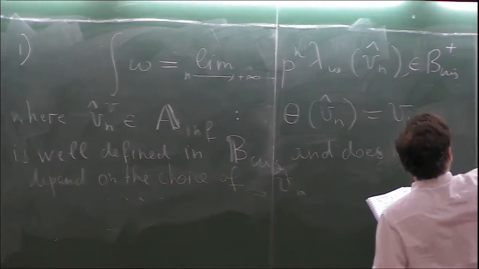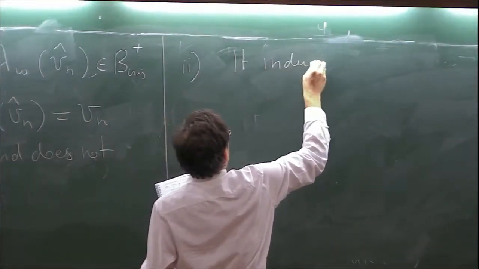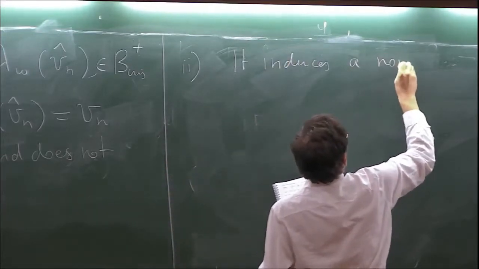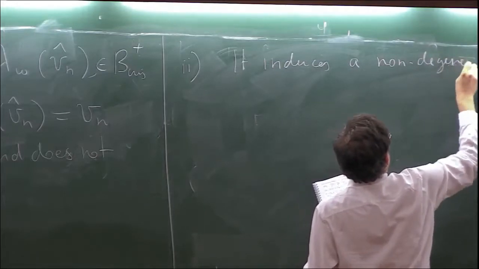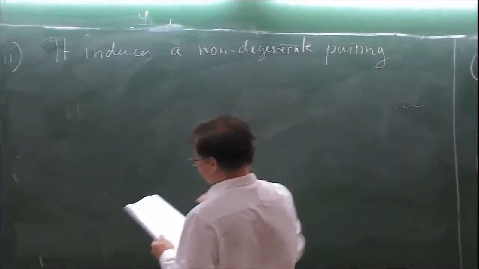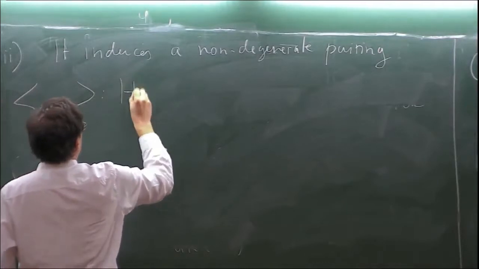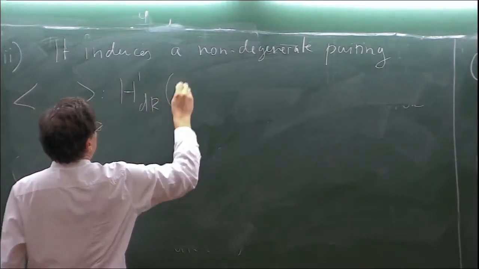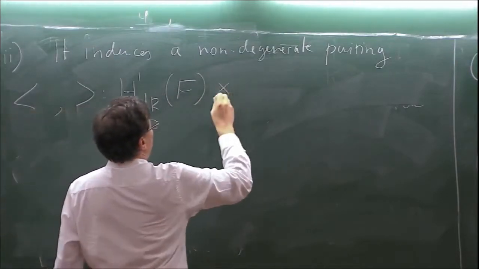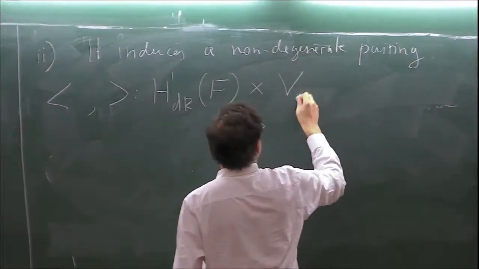Second statement: it induces a non-degenerate pairing between the de Rham cohomology of F and, by linearity, we can pass to V_pF.